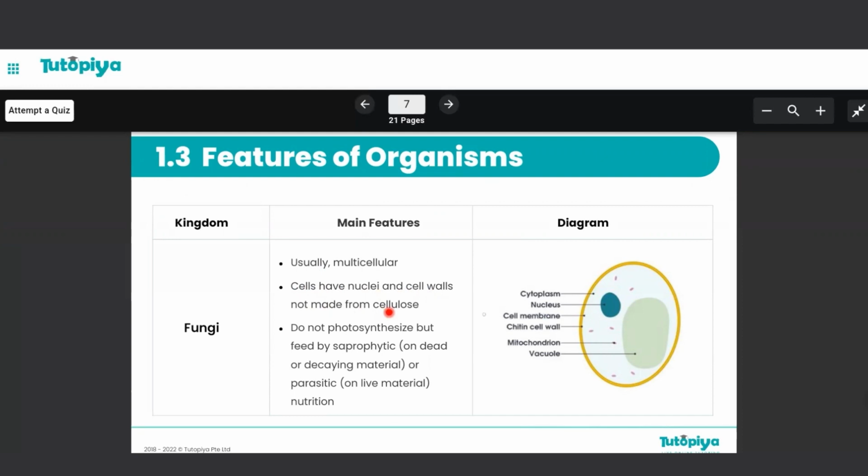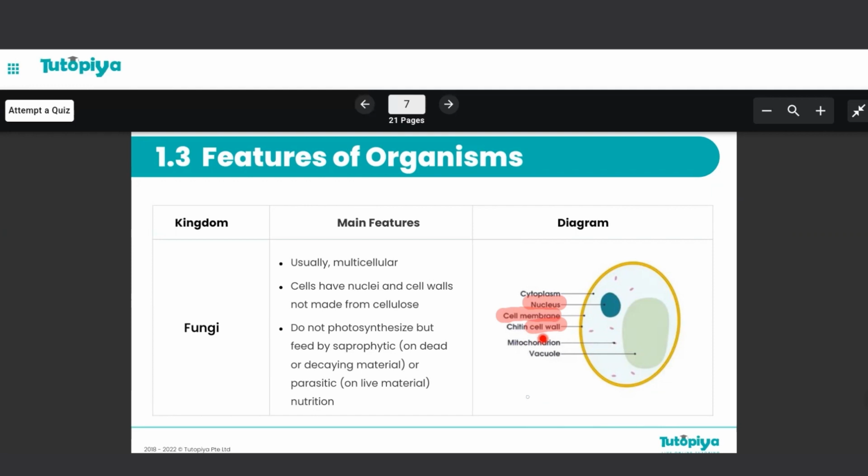So let's take a closer look at a fungal cell. When we observe this fungal cell, we can see that the fungal cell has a cell membrane, has a nucleus, and this cell too has a cell wall, but this time the cell wall is made up of a different material called chitin. It has a chitinous cell wall.